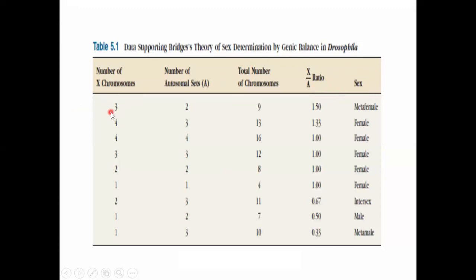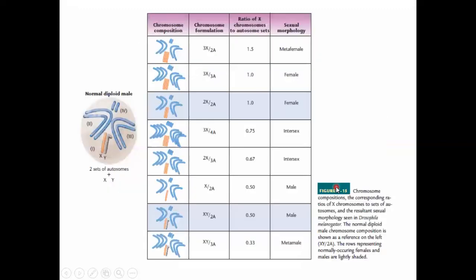So if the number of X chromosomes is 3 and the number of autosomal sets is 2, 2 autosomal sets means, as 1 autosomal set is equal to 3 chromosomes, 6 chromosomes. Total number of chromosomes is 9: 6 autosomes plus 3 X chromosomes. So the ratio is the number of X chromosomes divided by the number of autosomal sets. X chromosome का number 3 है, उसको आप divide कर दें autosomal set के number से, that is 2. 3 by 2 is equal to 1.5, and the sex of the Drosophila is meta female. So इस base पे Drosophila में sex decide होती है.